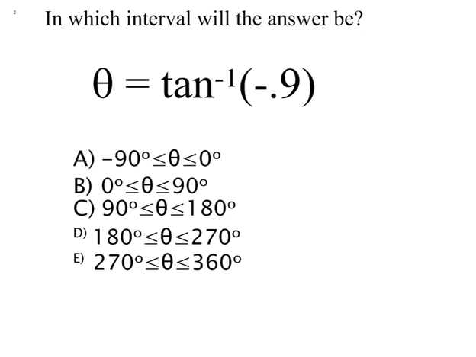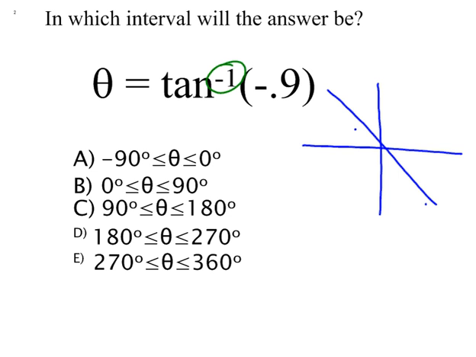Inverse tangent of negative 0.9. So again, you ask yourself, where's tangent negative? Tangent is slope, so it's negative where the slope's negative, so in the second or the fourth quadrant. And then you think about inverse tangent, whose range was restricted to the first and the fourth quadrant. So we know we're in the fourth quadrant because it overlaps, so we can get rid of anything that's not in the fourth quadrant.